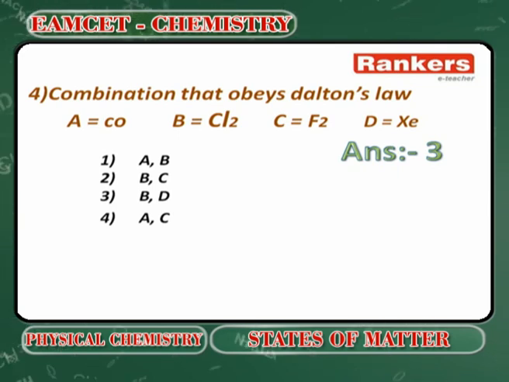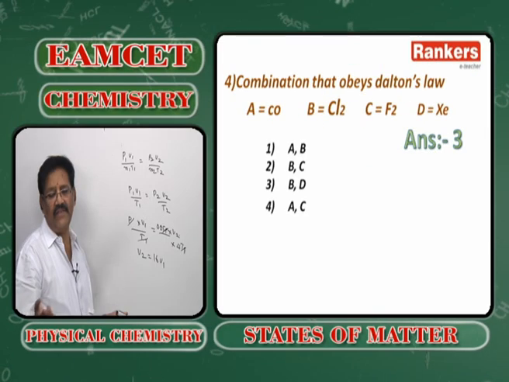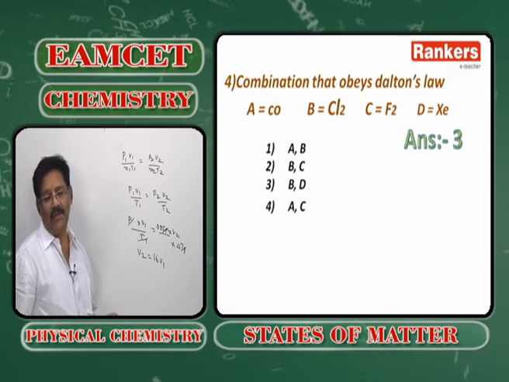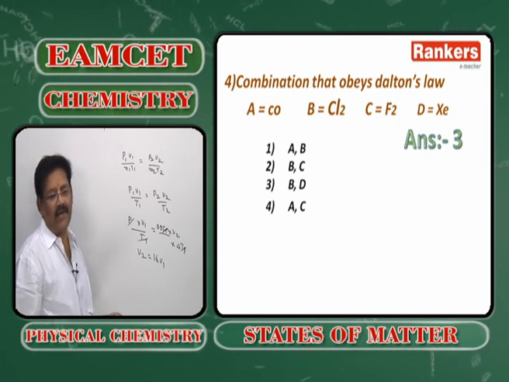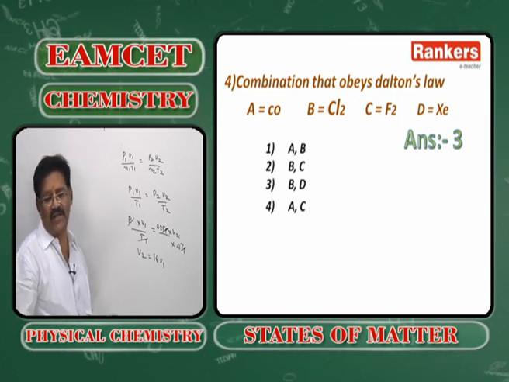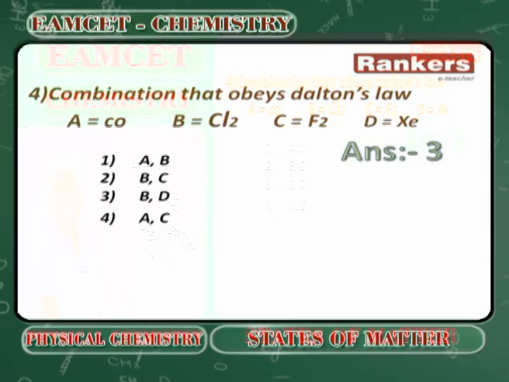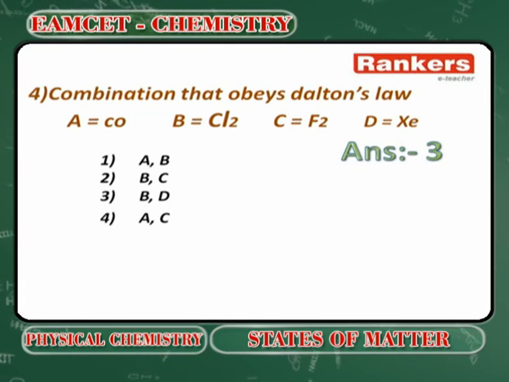So here what is the point? Which gases can obey Dalton's law? Non-reacting gases. In the given set, which make non-reacting gases? Xenon and chlorine do not react, because with A, carbon monoxide, we have the reaction with chlorine, fluorine and xenon. So in the given set of options, B and D do not combine with each other. So option 3 is the answer.